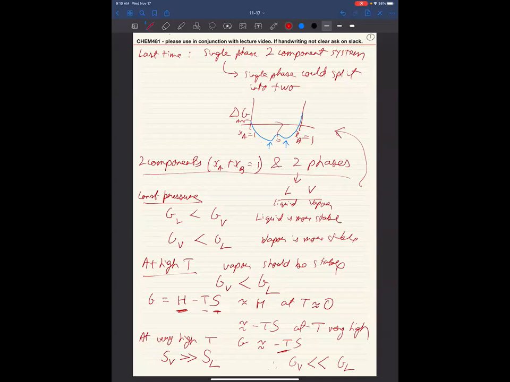We are not going to make it so low that the solid starts to emerge. At 0 Kelvin, everything will become solid, right? It's a perfect crystal. We are not going that low. We are staying at a high enough temperature.